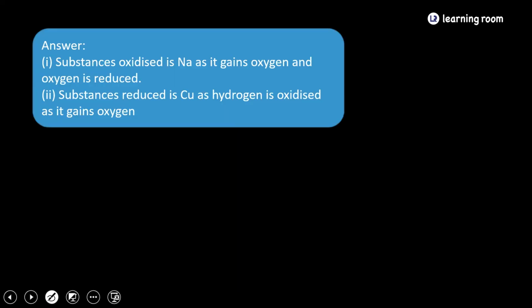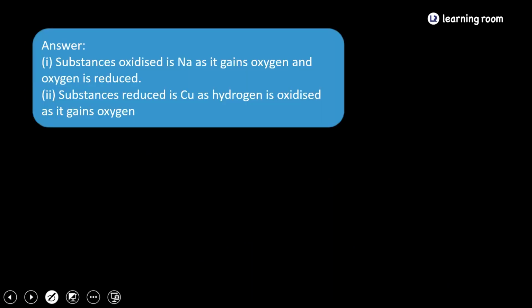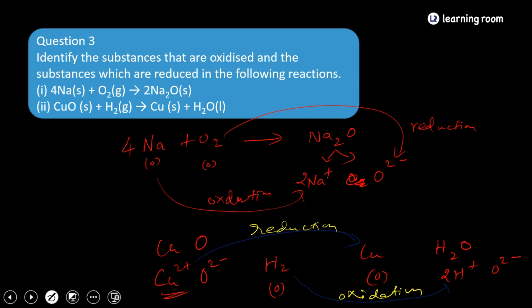We'll check. A substance oxidized: sodium gains oxygen, then oxygen is reduced. Correct? Have you written it? Reduction, oxidation. And then a substance reduced is copper; hydrogen is oxidized as it gains oxygen. Since oxygen is being added to hydrogen, it is oxidation. Another way to say it is by oxidation number. From that point of view, when an electronegative element is added to an electropositive element, oxidation is occurring. In the same way, oxygen changes its balance to 2 minus.